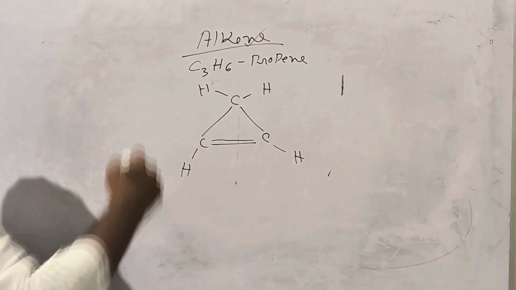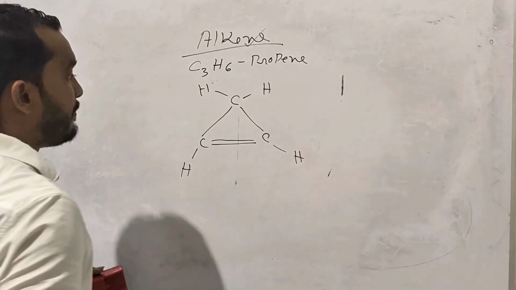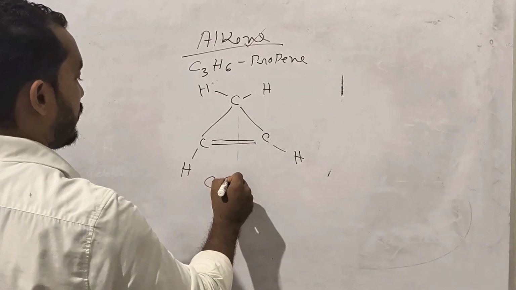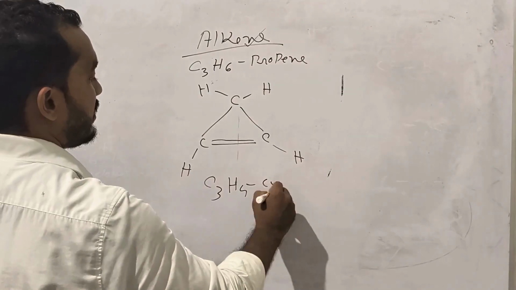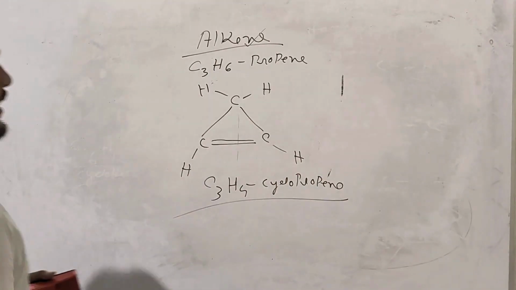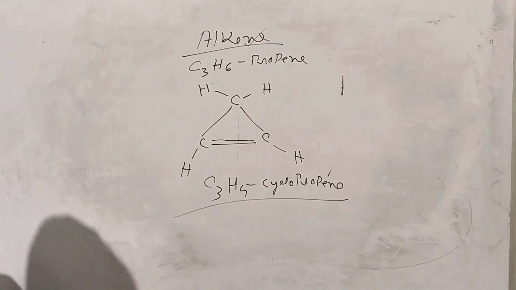Now what is the formula of this? Propene C3, hydrogen 1, 2, 3, 4. This is cyclopropene, where 2 hydrogens are less than that of propene. Are you getting my point?